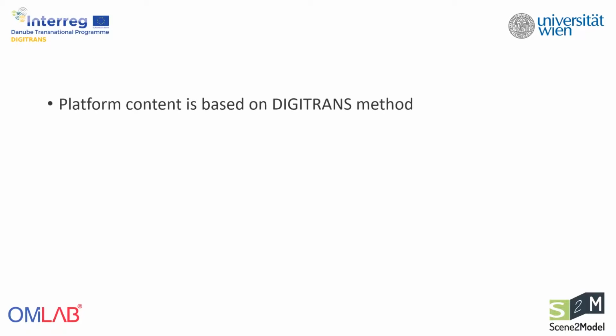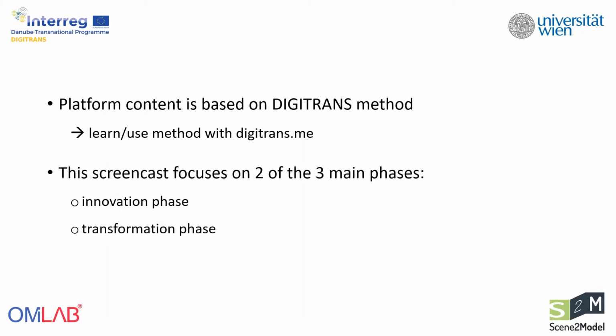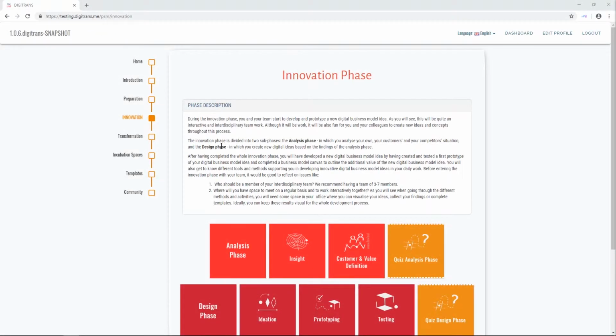Because a huge part of the content on this site is based on the DIGITRANS method, I will show you now how you can learn and use this method with the help of the platform. In this video, we will focus on two of the three main phases, innovation and transformation, which can be found here on the left-hand side. We will start with the innovation phase, which you can already see on the screen.